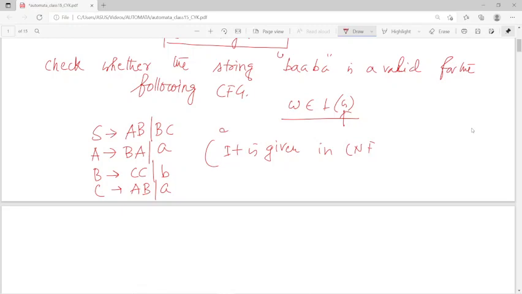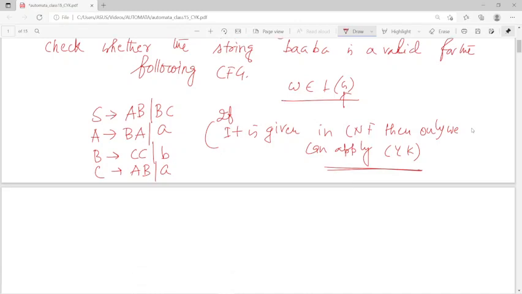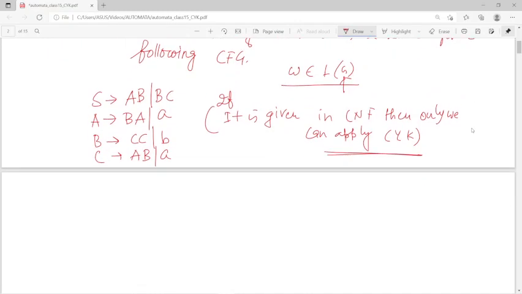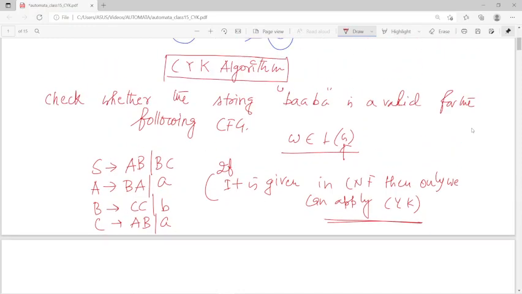If it is given in CNF, then only we can apply CYK, right? We cannot apply CYK if it is not given in CNF format. So the thing is that first, in that particular case, the string that you have to check is BA.